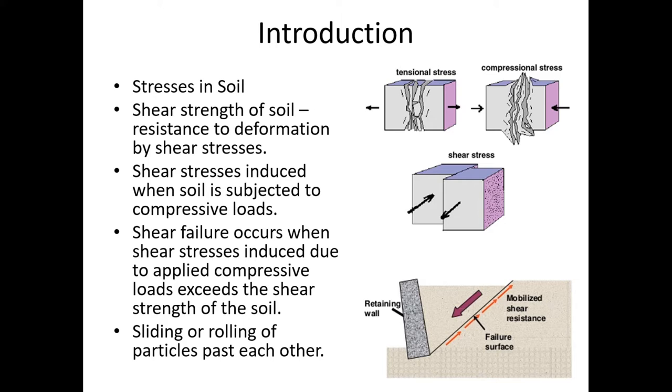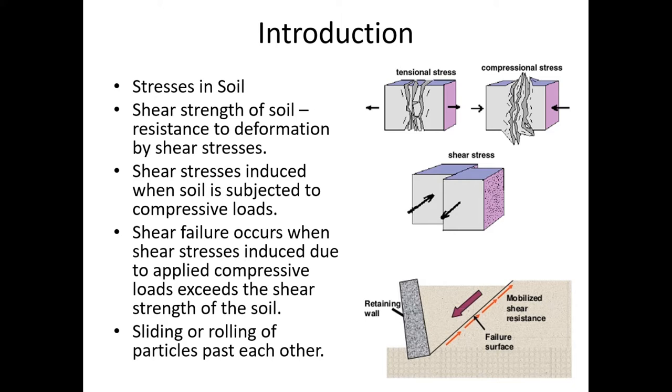So shear stresses, as you can see in the middle figure, you can see that two blocks are moving apart from each other, analogous to two soil particles sliding over each other or rolling over each other. The soil tries to prevent that movement, and in the process of preventing that movement, such stresses are developed, and we call those stresses shear stresses. And as you can see in the retaining wall image, the soil mass is sliding down, indicated by the purple arrow, along that particular surface, that black line sliding surface. That surface I'm going to call the failure surface.